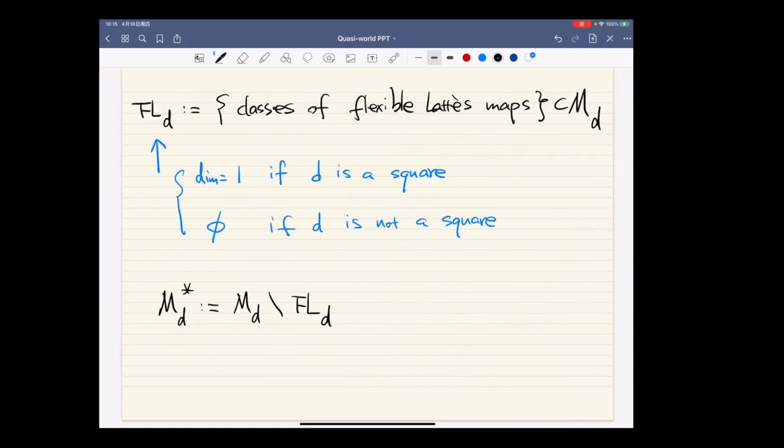Now we denote by FL_D the class of flexible Lattès maps in M_D, in the moduli space, and this space is not so large. If D is a square, then the locus of flexible Lattès maps is of dimension 1, and if D is not a square, then this set is empty. So we denote by M_D star to be M_D minus this flexible Lattès locus.